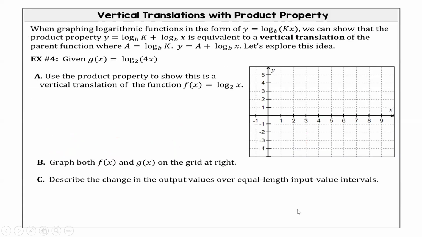All right, let's go on. The last part of part A is applying this to graphing or real world situations. Here we come. All right, when graphing log functions in the form of y equals log base b of k times x, we can show that the product property can be separated into log base b of k plus log base b of x, which is equivalent to a vertical translation, which makes sense.